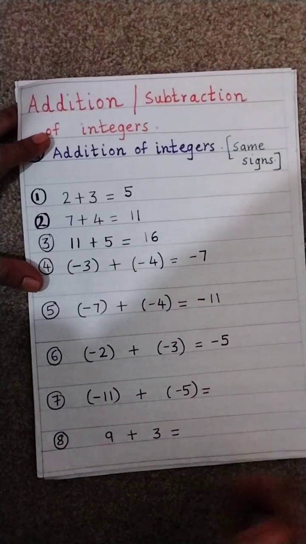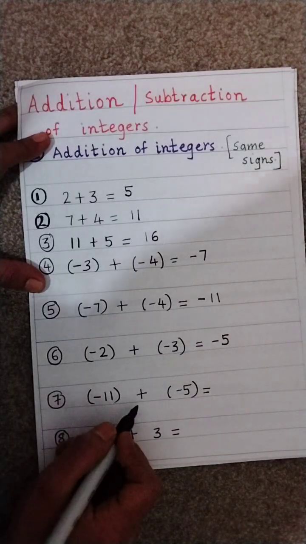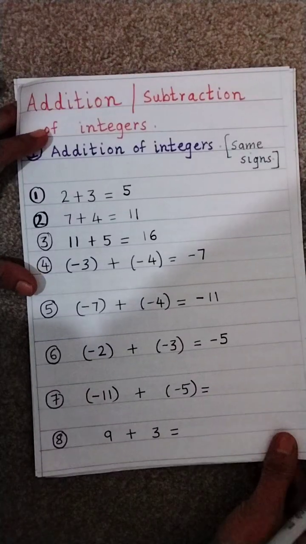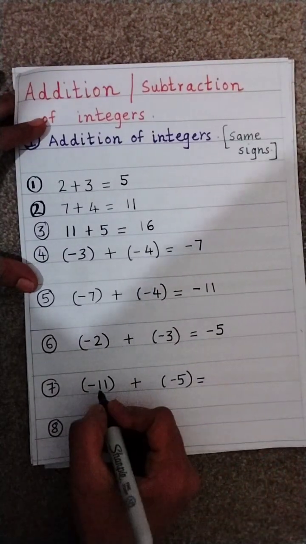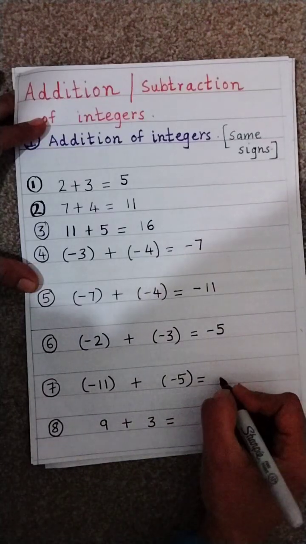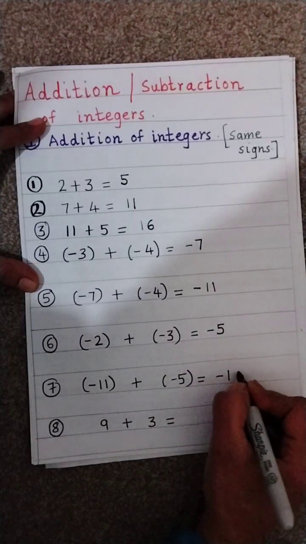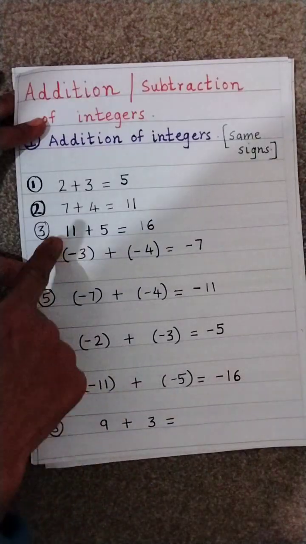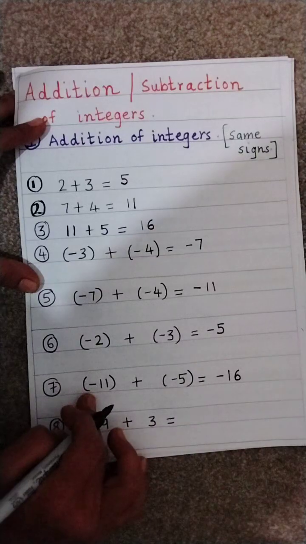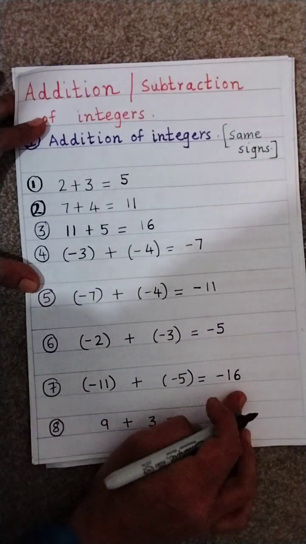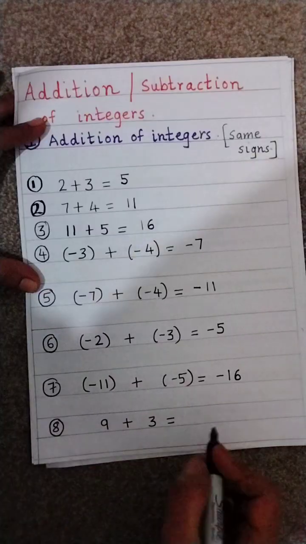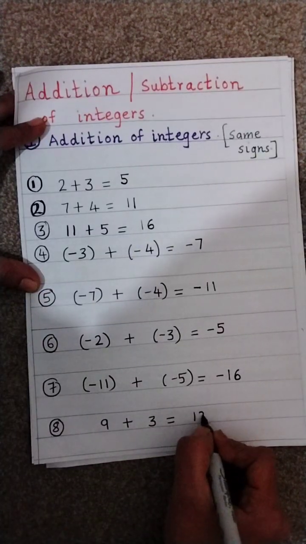Now another one. Minus 11 plus minus 5, both have negative sign, we are just adding, and then we put minus sign. So minus 11 plus minus 5 is minus 16. Here 11 plus 5 both positive, answer is 16. Here minus 11 plus minus 5, answer is minus 16. 9 plus 3, answer is 12. Both are positive.